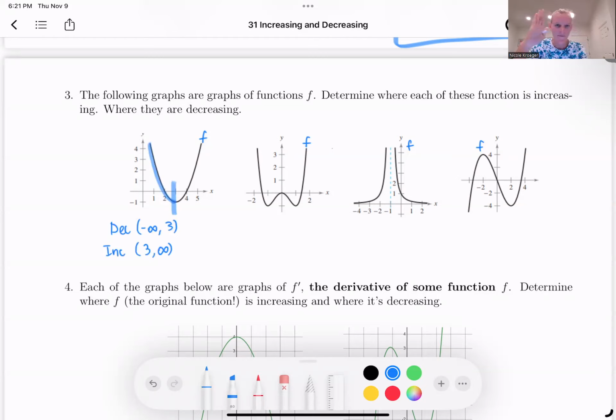So we could ask, if a person's walking along the graph, where are they walking downhill? That's where the function's decreasing. Or we could ask, where are the slopes negative? Where are the derivatives negative? Okay. So let's just answer increasing for each of these other ones.